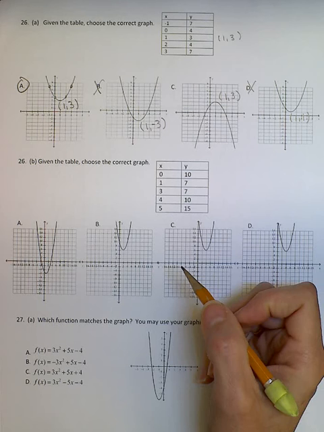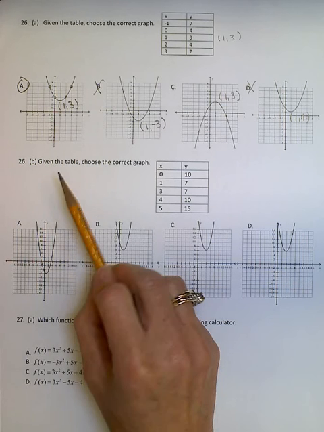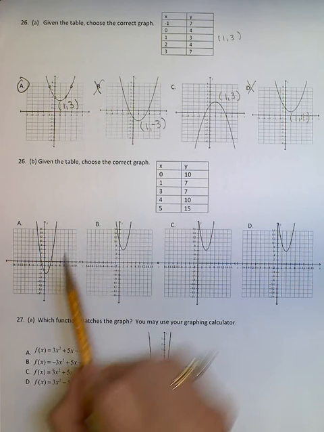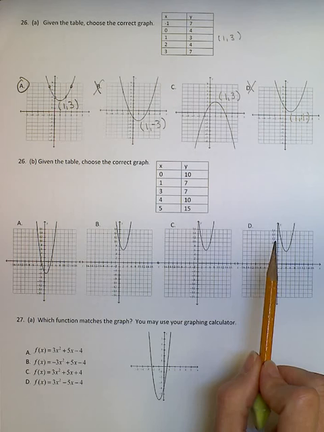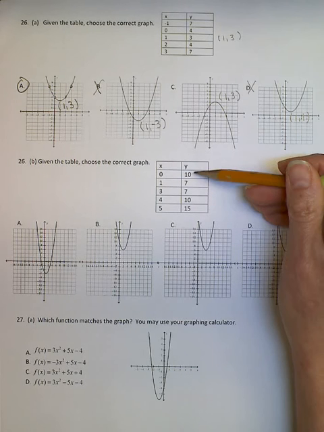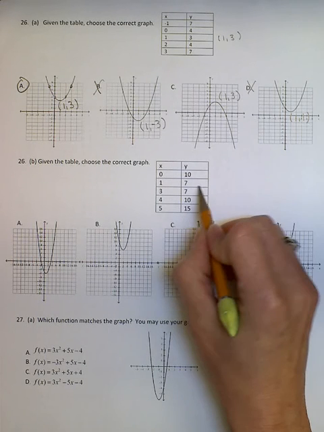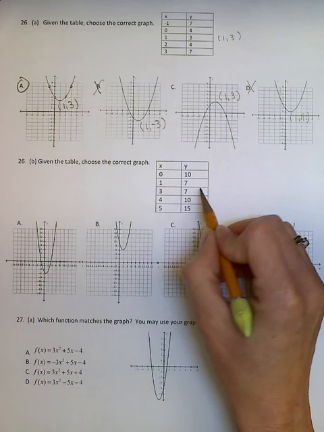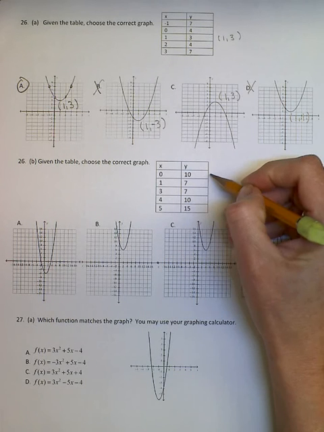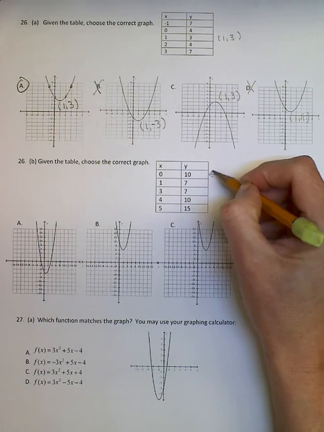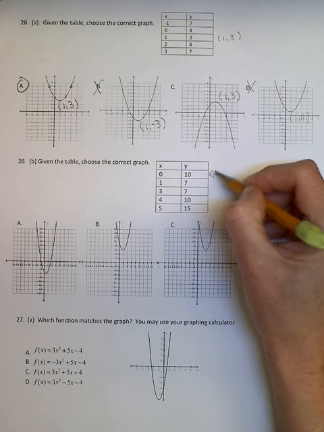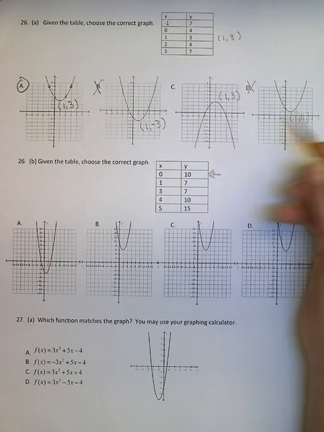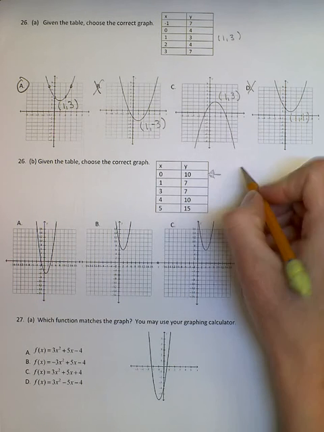26B. Again, it says given the table, choose the correct graph. Looking at our answer choices, we have all parabolas again. We also see the symmetry in our y values, but we aren't able to identify our vertex from the table. So let's just plot the points from the table and see which graph matches our table and is our correct answer choice. Looking at that first point, 0, 10.